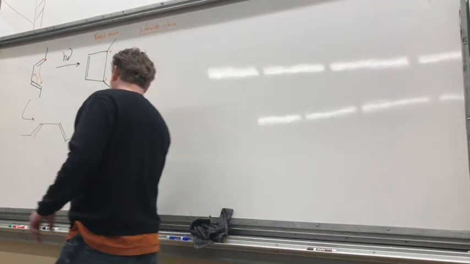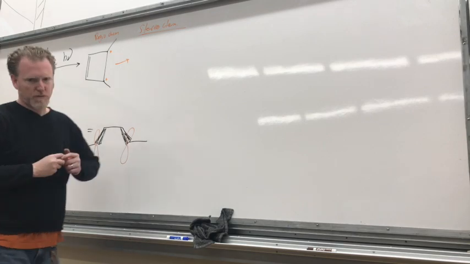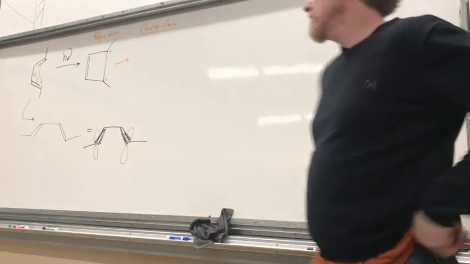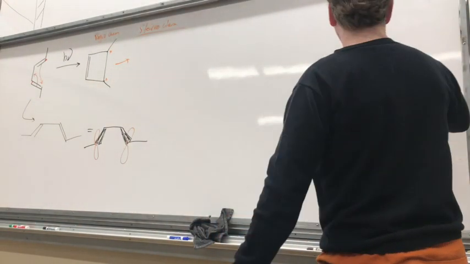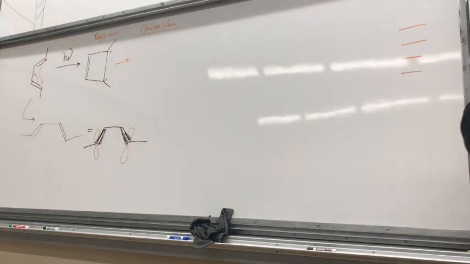Okay. So now I want to draw my p orbitals. I've got to figure out their phase and see how this stuff's going to work out. So remember, this is how I do a shorthand of it. I just start putting some lines on my molecular orbitals.